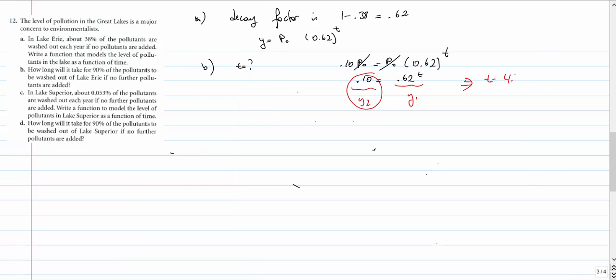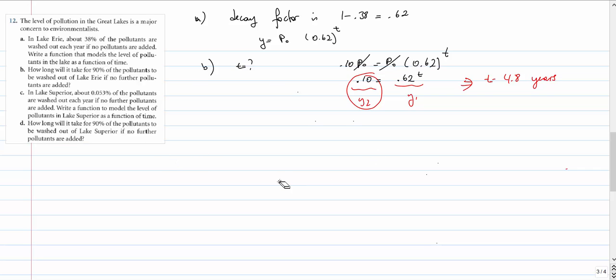Time is 4.8 years. So it will take about 4.8 years for 90% of the pollutants in Lake Erie to be washed out.